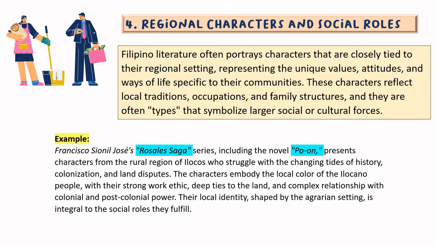It presents characters from the rural region of Ilocos who struggle with the changing tides of history, colonization, and land disputes. The characters embody the local color of the Ilocano people with their strong work ethic, deep ties to the land, and complex relationship with colonial and post-colonial power. Their local identity, shaped by the agrarian setting, is integral to the social roles they fulfill.